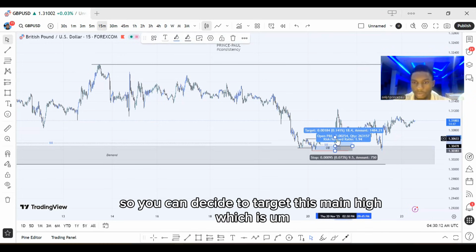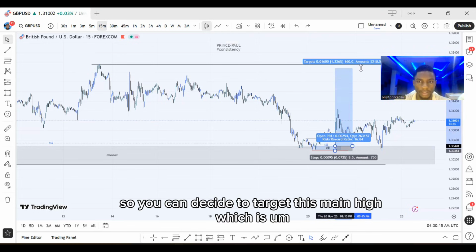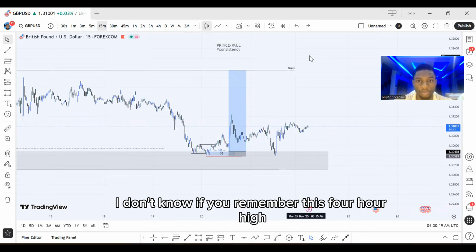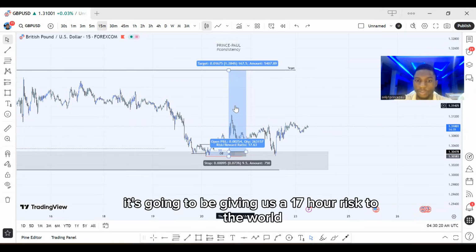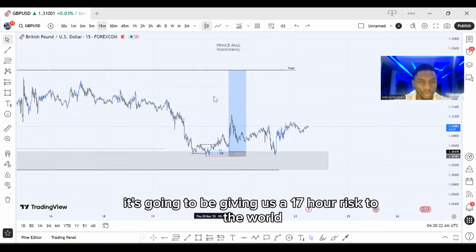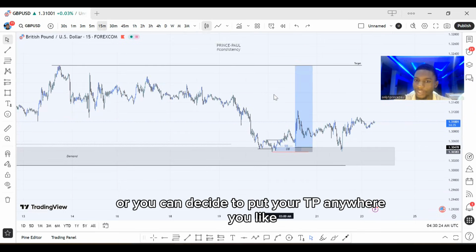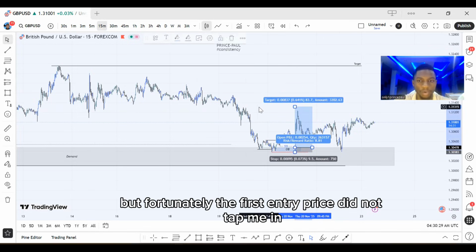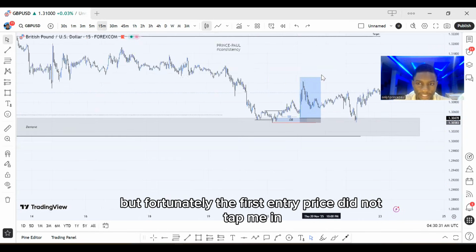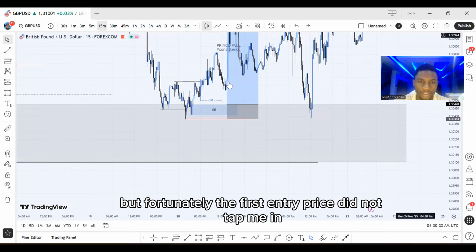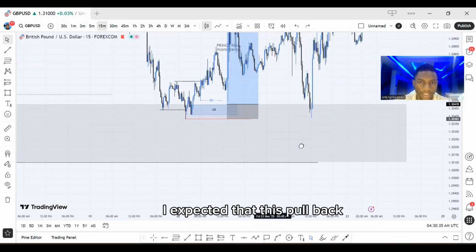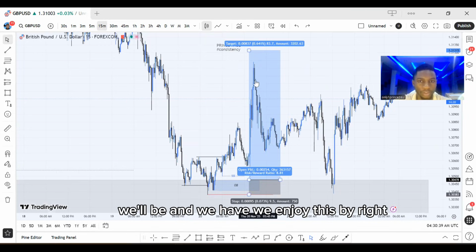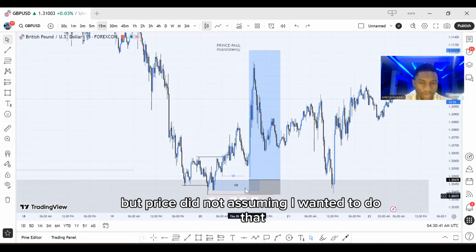All right, so you can decide to target this mean high, which is on the 4 hours, that 4 hour high. Don't know if you remember this 4 hour high. It's going to be giving us a 17 risk to reward, right? Or you can decide to put your TP anywhere you like. So this was what I did, but unfortunately, the first entry price did not tap me in. I expected that this pullback price was supposed to come tap me a little bit, and we enjoy this buy, right? But price did not.